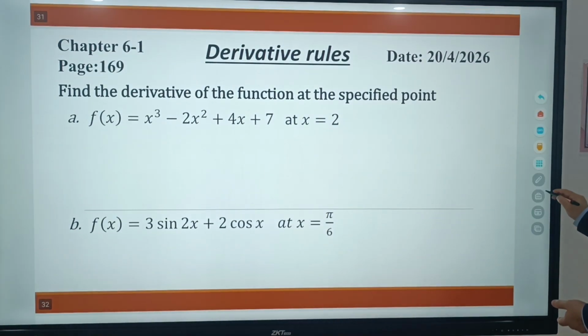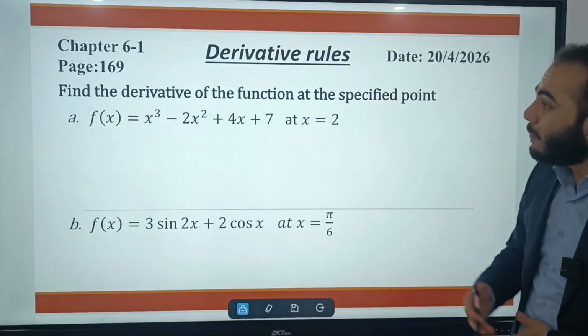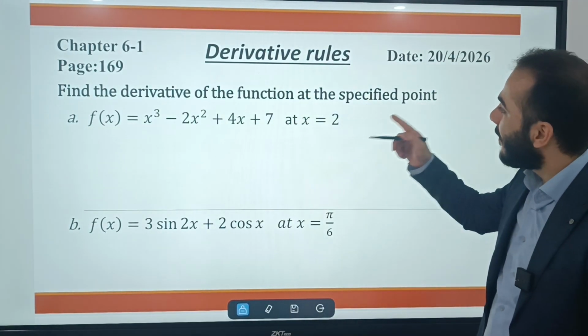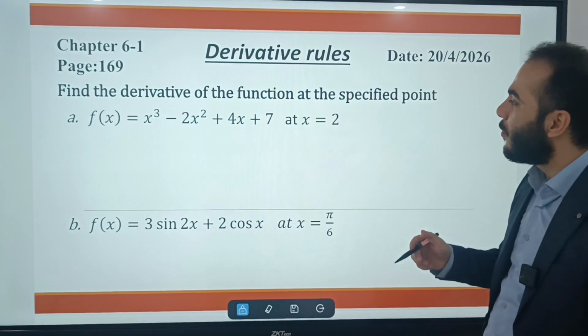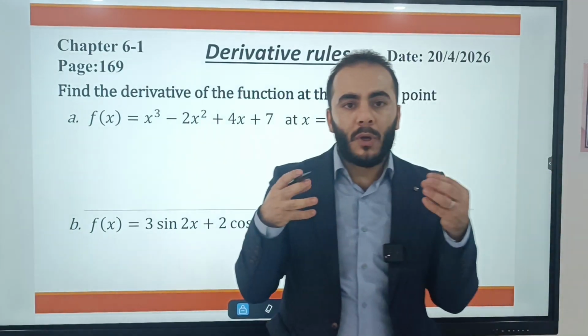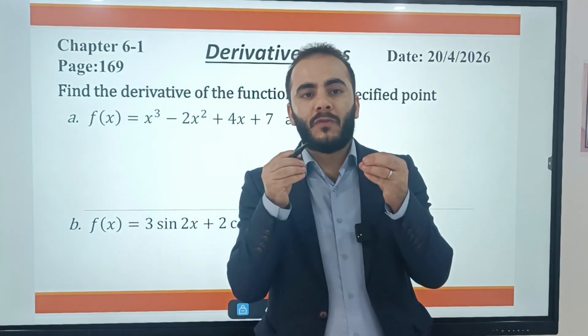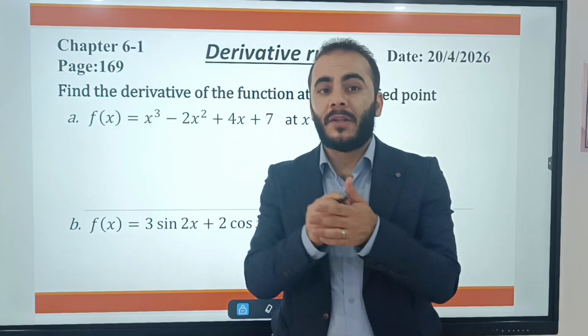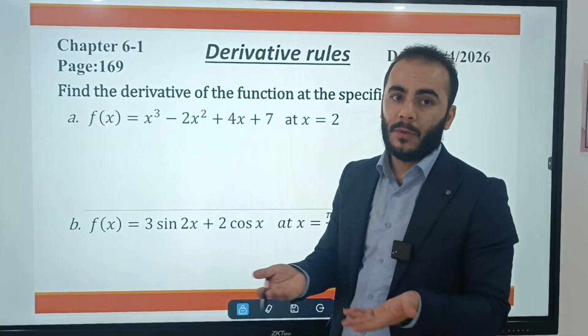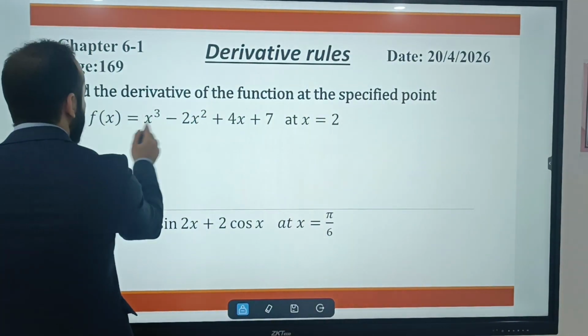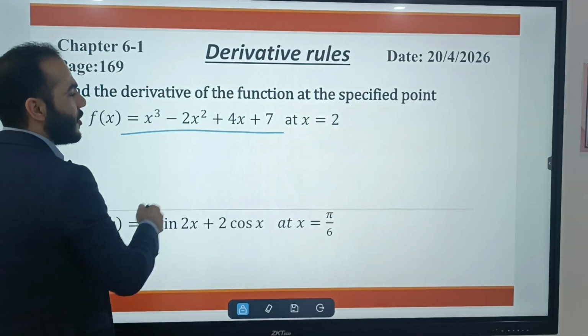That is a different type of question. Still it's derivative, but it says find the derivative of the function at the specified point. So it means that when we get the derivative, we need to find its value at this given point. Let's just do it. Okay, f of x equals this polynomial at x equals 2.